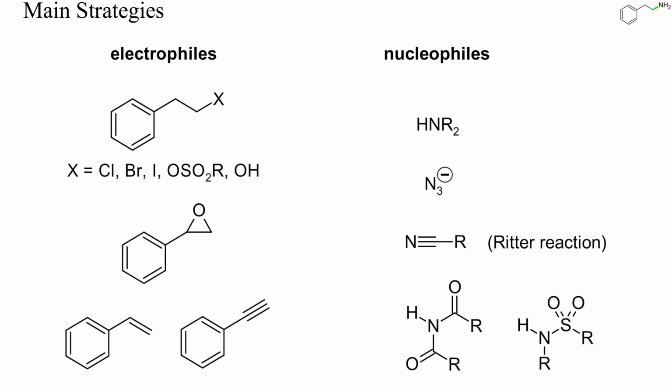For the preparation of phenethylamines by CN bond formation, the most common electrophiles are phenethyl halides or sulfonates, styrene oxides, and styrenes. Aliphatic alcohols and alkynes can also be used. Typical nucleophiles include ammonia and amines, azide, deprotonated amides and sulfonamides, and nitriles or hydrogen cyanide for Ritter reactions.